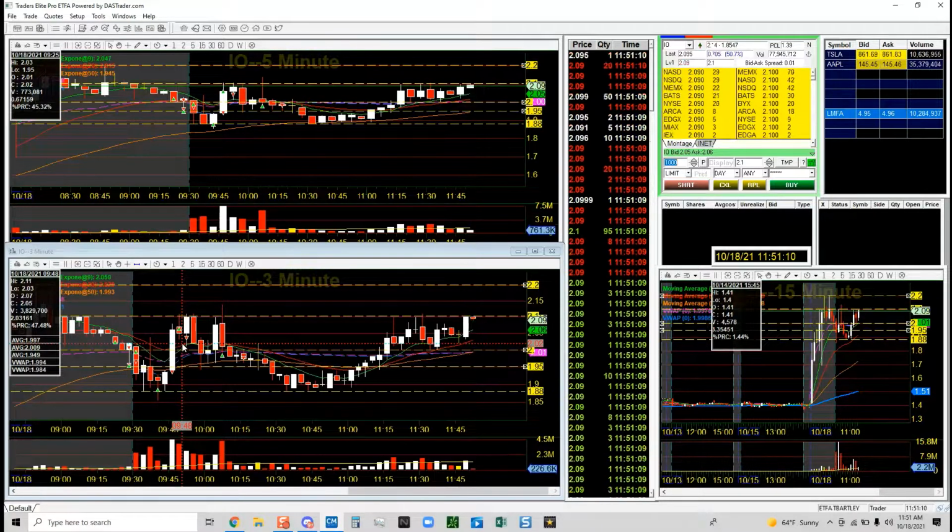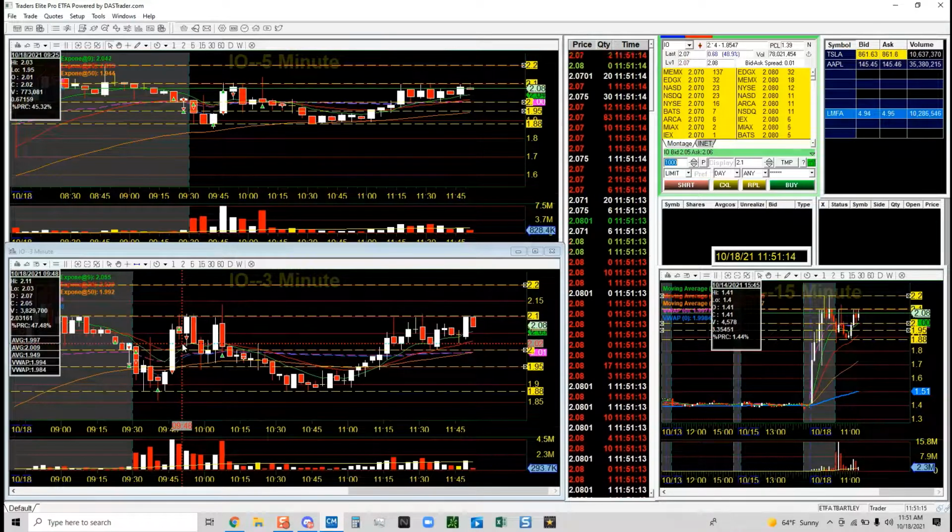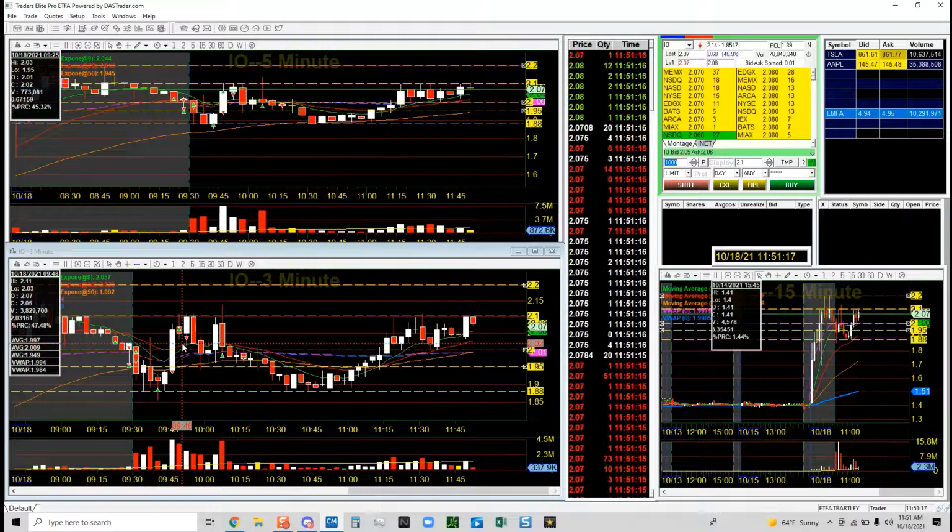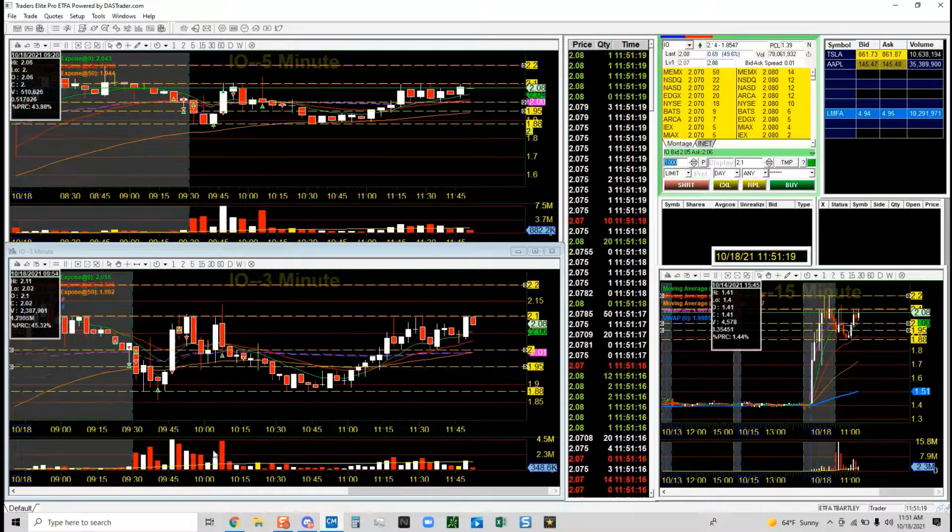Look at it. It's getting higher. It was getting lower. Now it's getting higher. More people are putting on orders at 2.10, and it never breaks. Now it's gonna come back down.